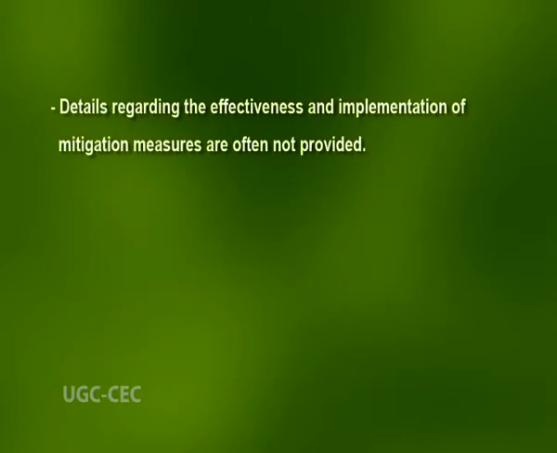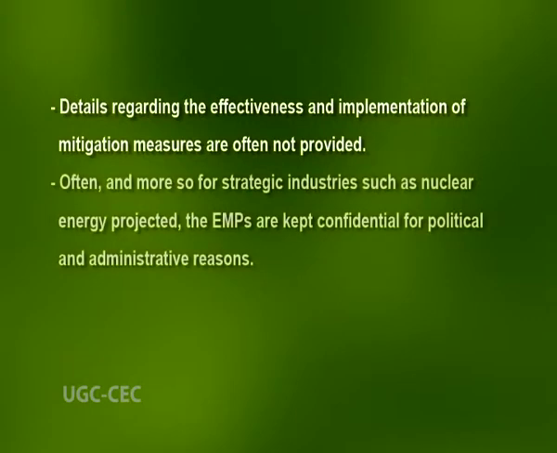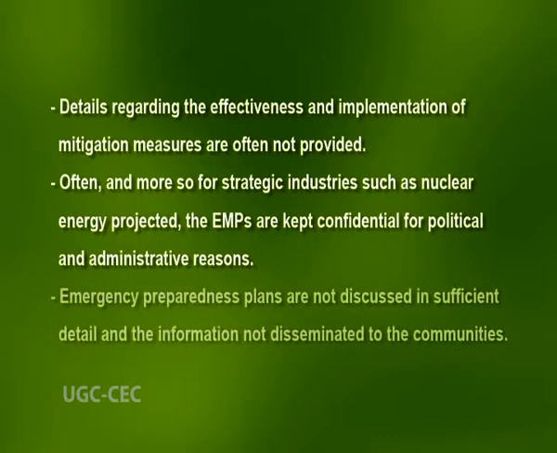Details regarding the effectiveness and implementation of mitigation measures are often not provided. Often, and more so for strategic industries such as nuclear energy projects, the EMPs are kept confidential for political and administrative reasons. Emergency preparedness plans are not discussed in sufficient detail and the information is not disseminated to the communities.